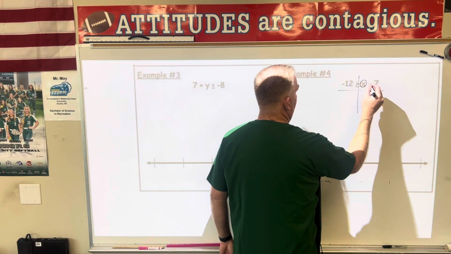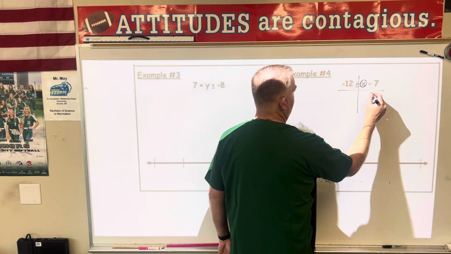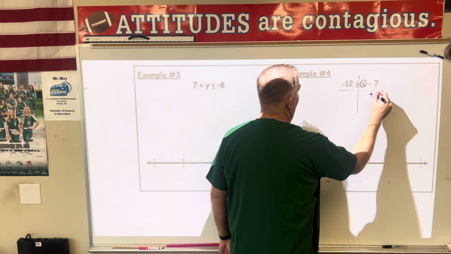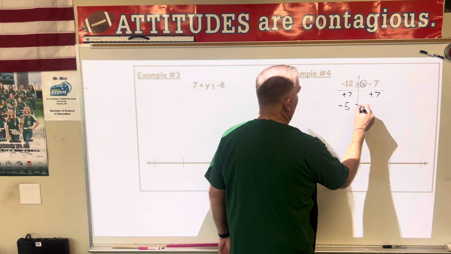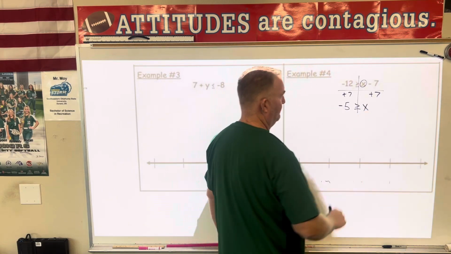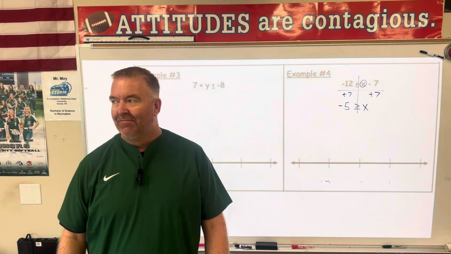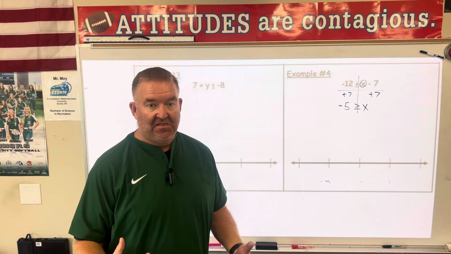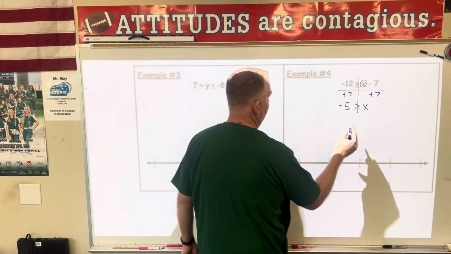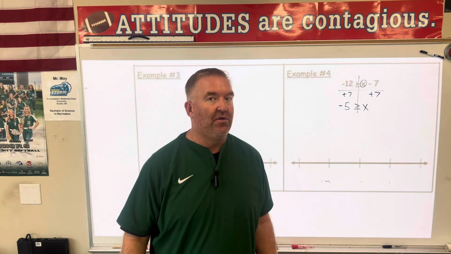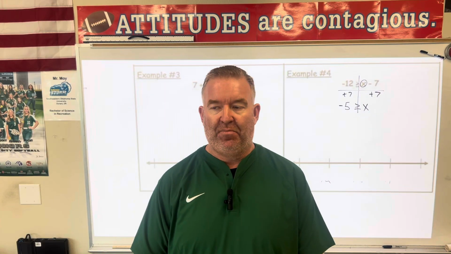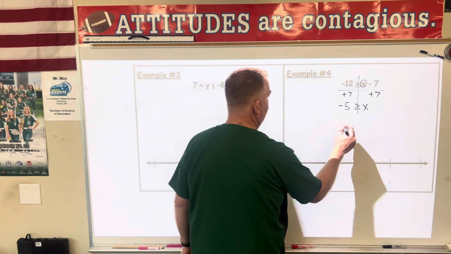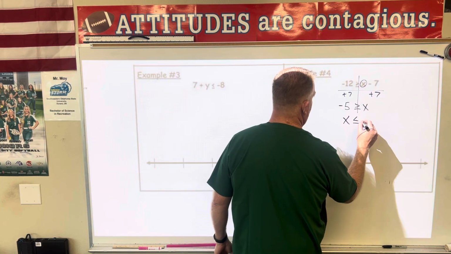Here's my x. I got -7, so I'm going to do what, guys? I'm going to add 7 to both sides. So I've got -5 is greater than or equal to x. To me, that's kind of funky. So I'm going to flip it. You do not have to flip it over. Please understand that. But I'm going to. x is less than or equal to -5.